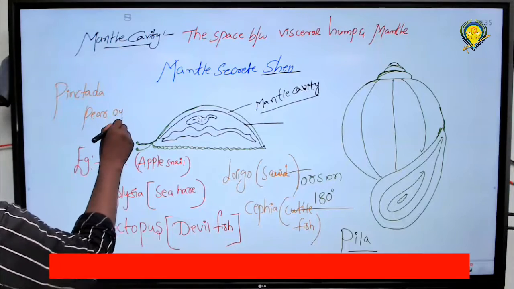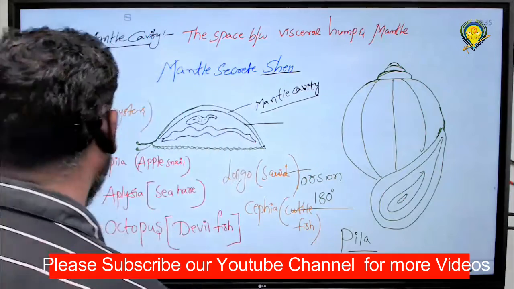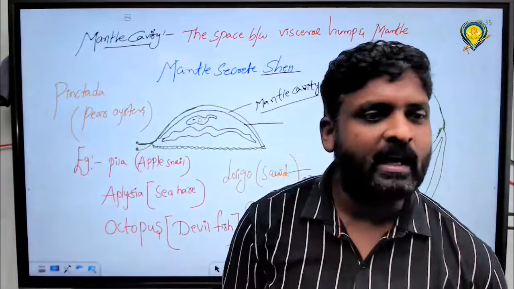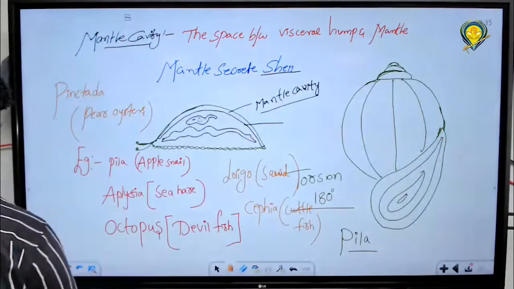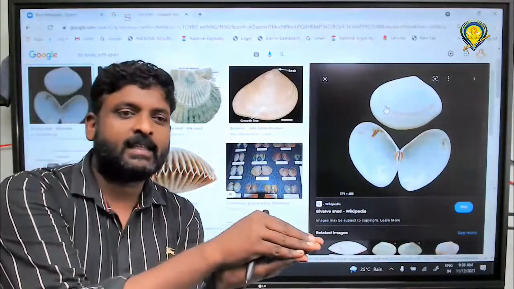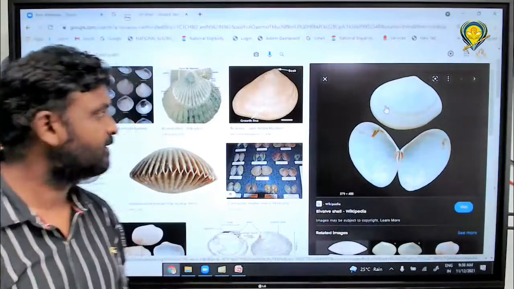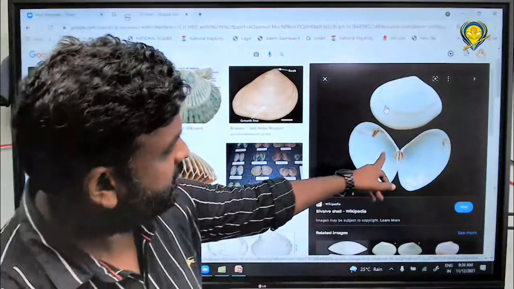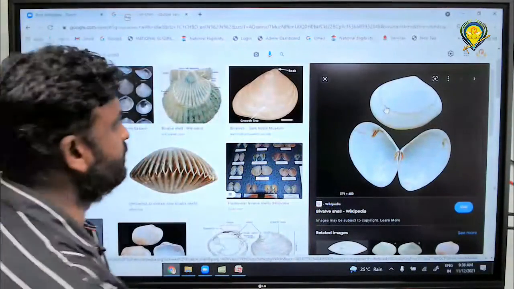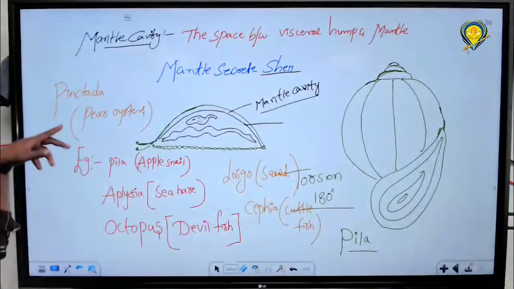Pearl oysters. Have you seen bivalves? Bivalve animals. Have you seen them? This is a bivalve. Two shells are there, and while you are seeing it, definitely it will open and there is the presence of what? Exactly, pearls. Got it? Here we can find them. This is Pinctada, the pearl oyster.